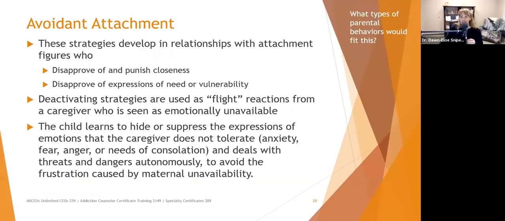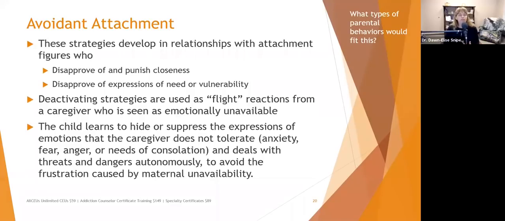In avoidant attachment, these relationships develop, or strategies develop, in relationships with attachment figures who disapprove of and punish closeness or disapprove of expressions of need or vulnerability. So you have the parent that doesn't ever want to play with Junior. It's always go away, I don't have time for you, I've got too much to do, or is just never home. Or the caregiver who, when the child cries, says, suck it up, or I'll give you something to cry about. We've all heard those things.